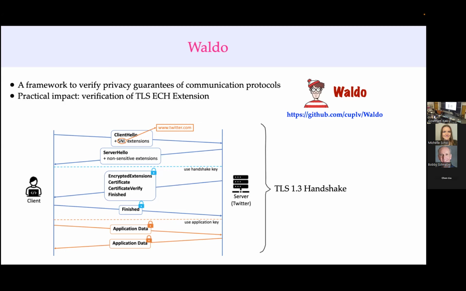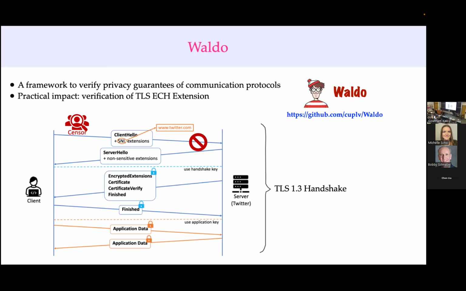TLS has an initial handshake phase wherein the server name is actually visible, right? Because this happens in plain text, but once server and client exchange the keys, the rest of the communication happens in encrypted text, right? This is great, but the problem is censors take advantage of this to block connections to certain server names, right? For example, a censor might block your connection to twitter.com, right?